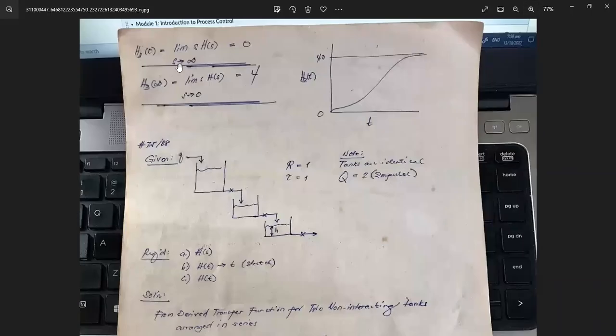So your H3 of 0 and H3 of infinity would be using the initial and final value theorem. I've placed the answers in here. It was already discussed in class how you're going to evaluate it. Your initial value theorem evaluates the limit of the product of S and your H of S, the H of S that we have determined a while ago. In that case, that would be S times H sub 3 of S as S approaches infinity. If you're going to do that, you will have an answer of 0.